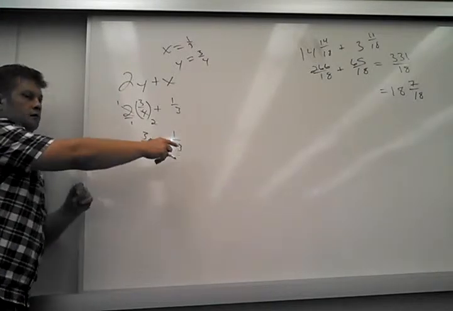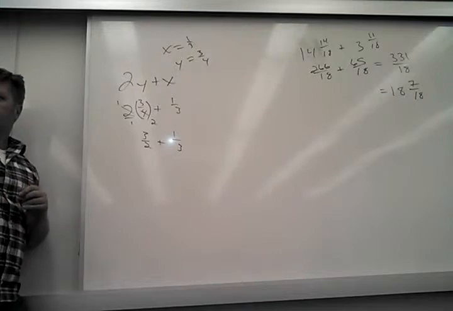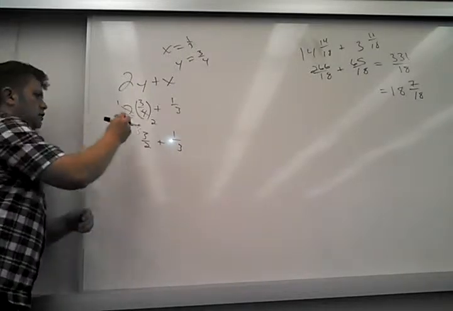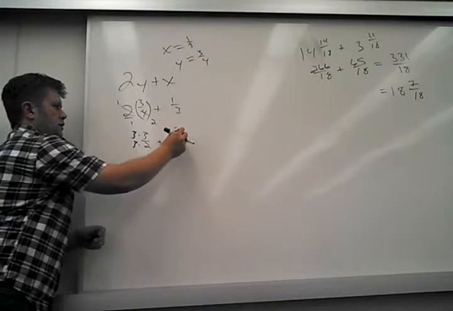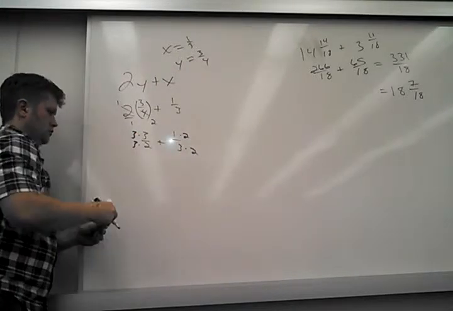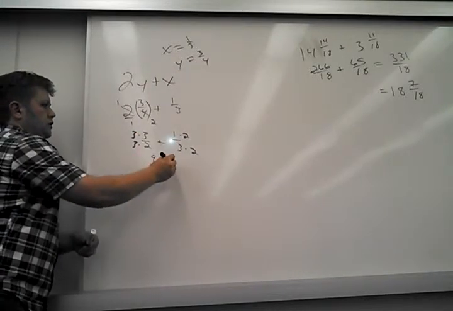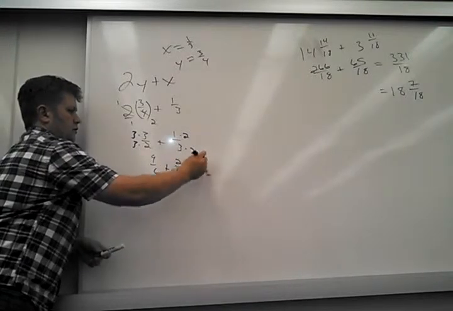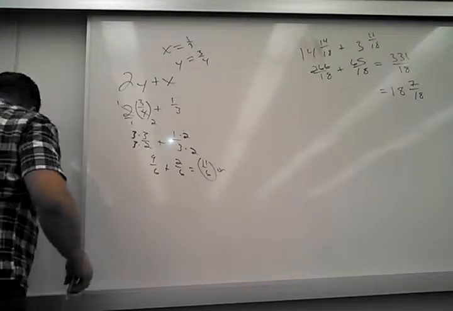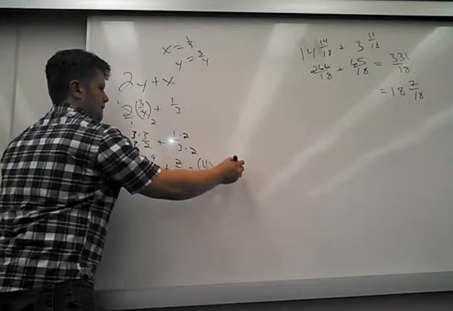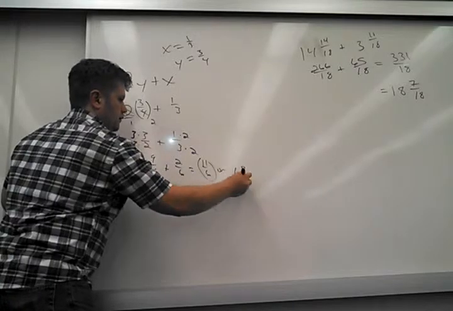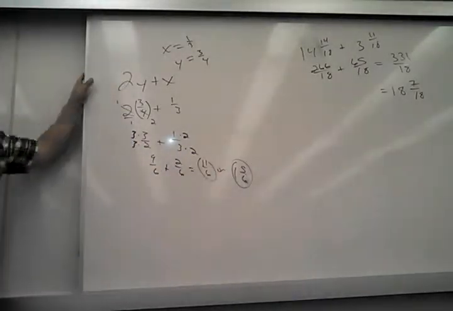So now I need to get 6. LCD, 6. This guy needs a 3. He needs a 2. So 9/6 plus 2/6 is 11/6. Good. Or 1 and 5/6. 6 goes in 11 once with 5 left over.